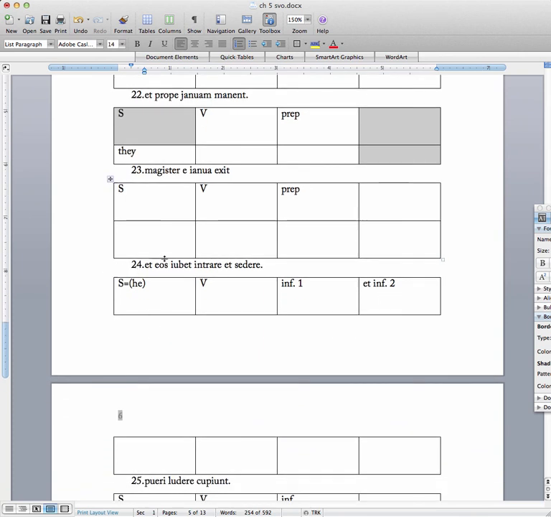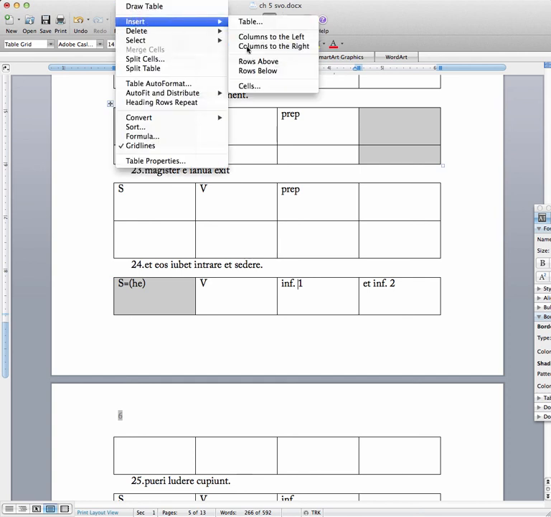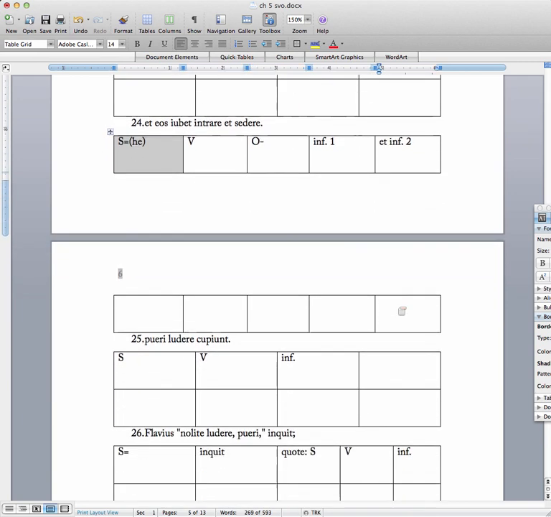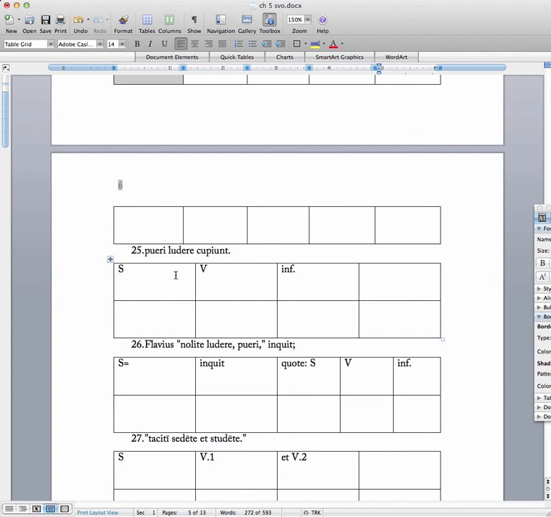Number 23, the subject is implied, he. The verb you can find in the usual way. So one more thing to add here I left out. You need an object here, a plural object. And after that there'll be two infinitives, just take them in order and put the first one here and the second one there. Okay. Number 25, pueri, ludere, and cupiunt are the things in order.